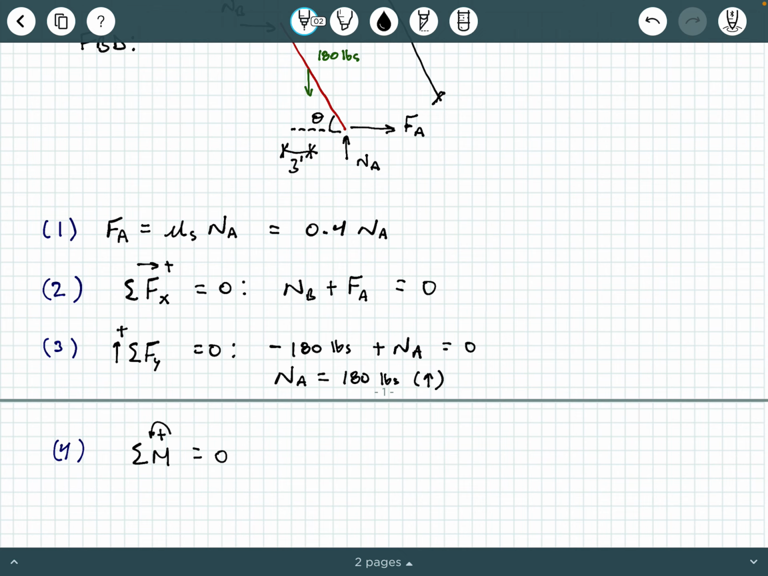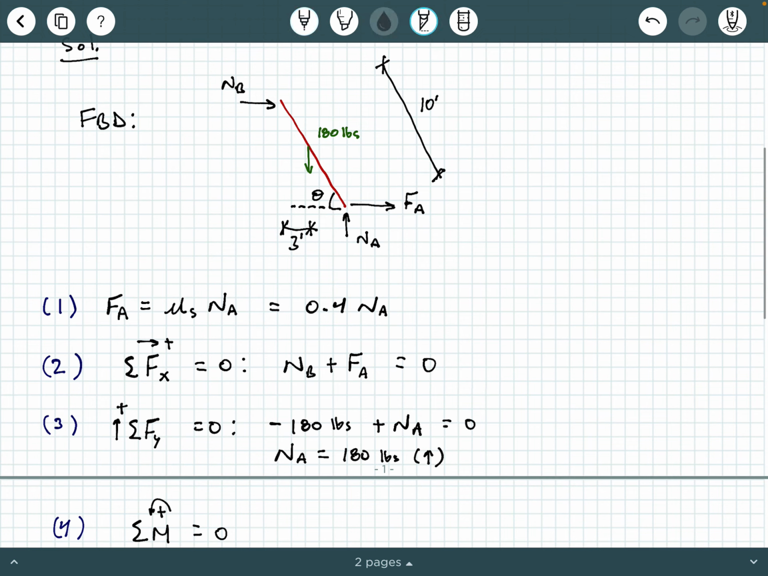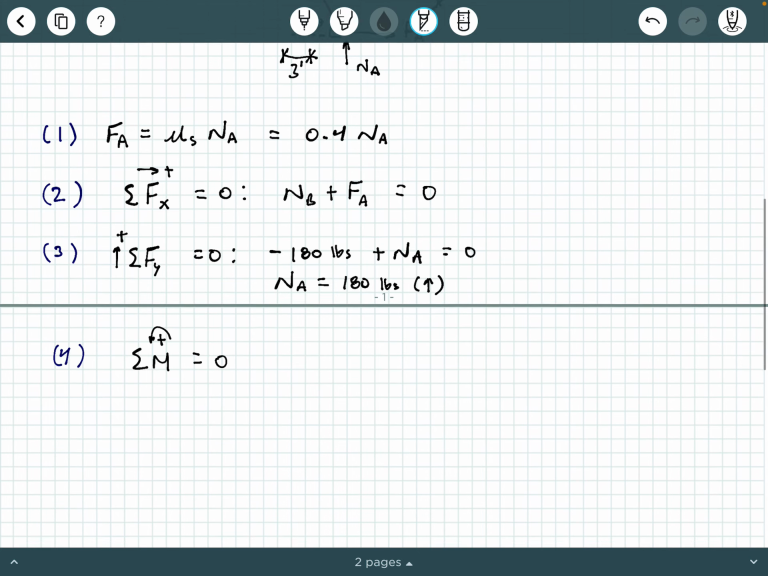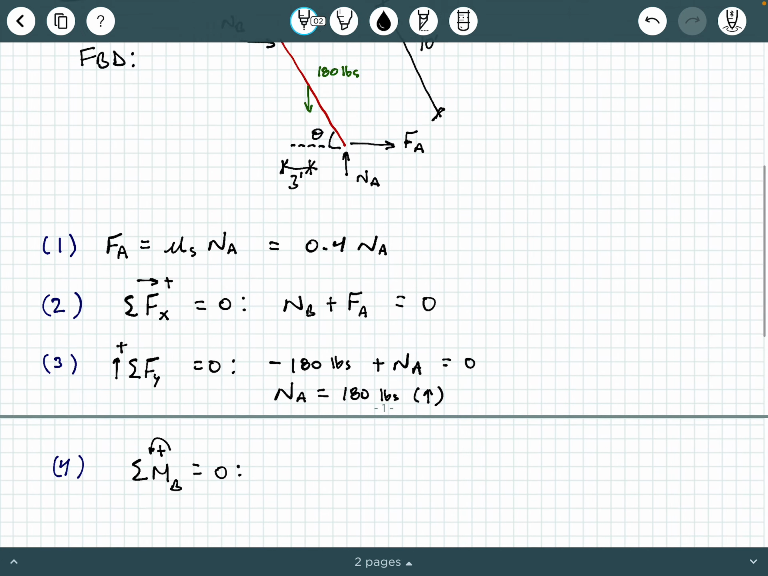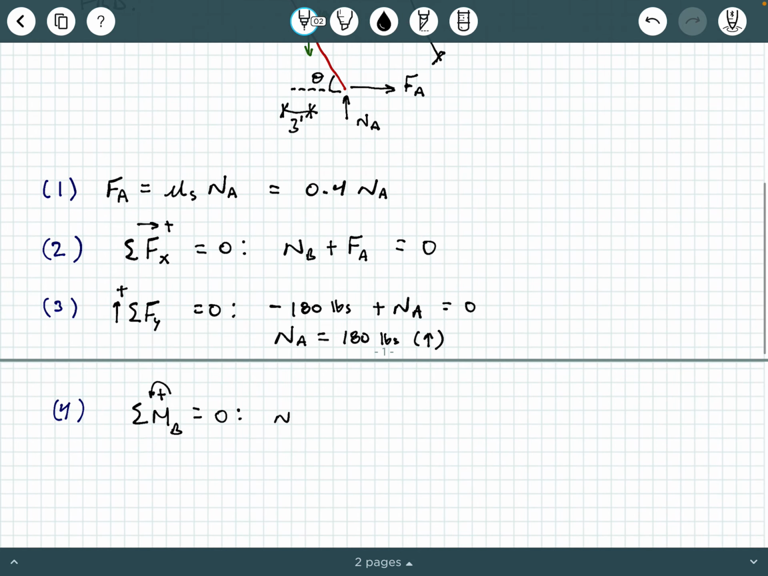You can sum moments about any point. I would say let's go ahead and sum moments about point B. And the reason why is you already, very conveniently have this 3-foot dimension that's a perpendicular distance from the 180 pounds to point B. So summing moments about point B would be the most convenient in this problem. So summing moments about point B and looking at this free body diagram, we're going to have NA times 10 feet times the cosine of theta.